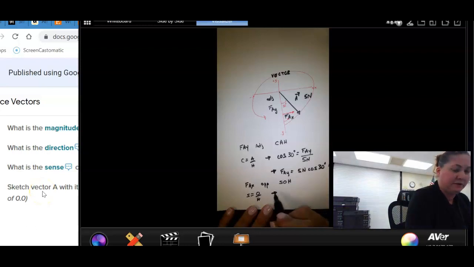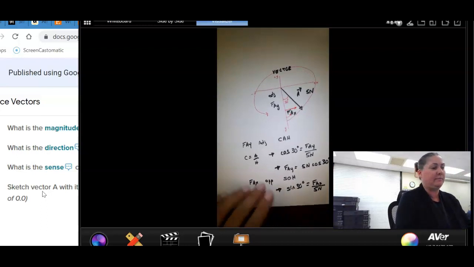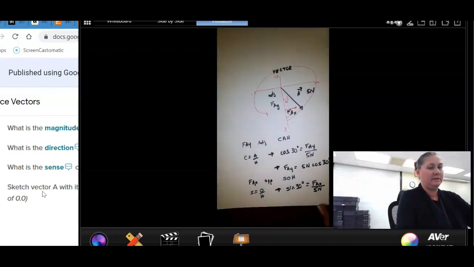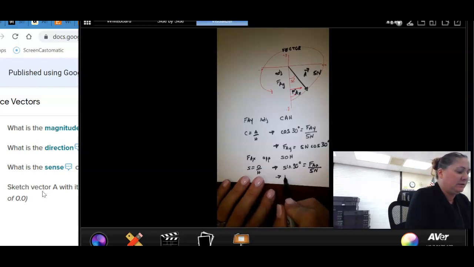So then we're just going to fill in that formula and say that the sine of the angle 30 is equal to the force in the x direction divided by the same hypotenuse. Running out of space. All right, then we're just going to rearrange that and we're all done. FAx is equal to 5 newtons times the sine of 30 degrees.